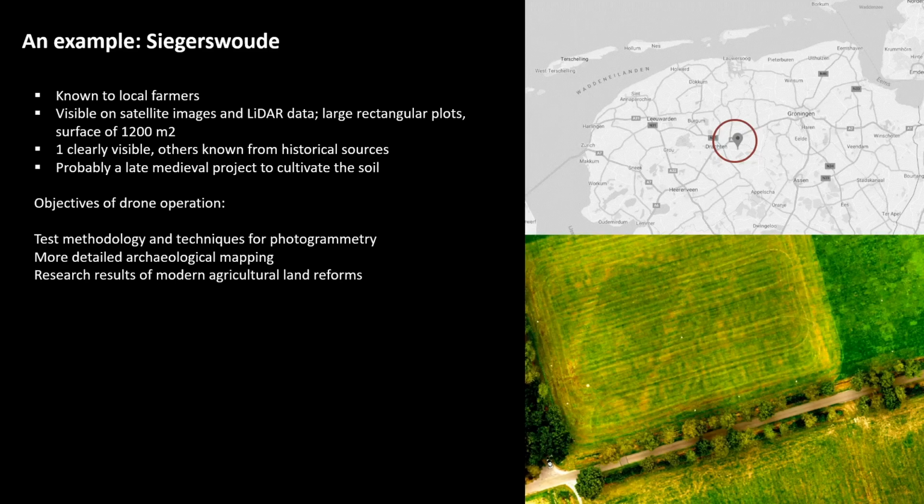Now one of these plots is clearly visible, as you can see in the aerial photograph in the right lower part of the screen, and the existence of others is known or can be deduced from historical sources that probably relate to a late medieval project to cultivate the soil.